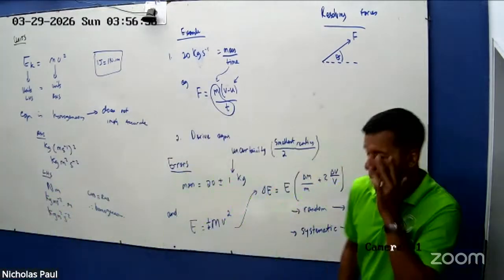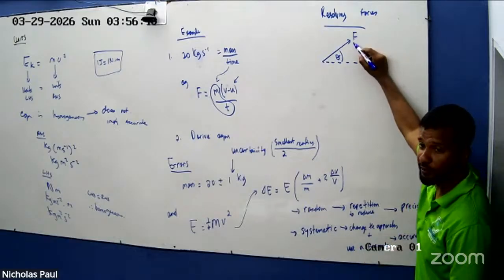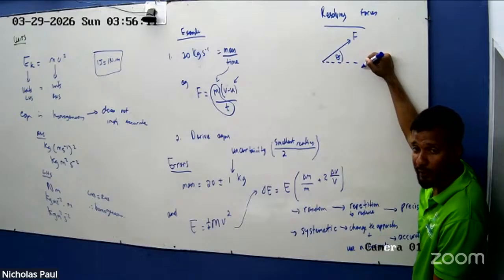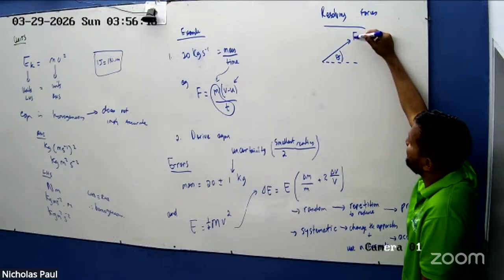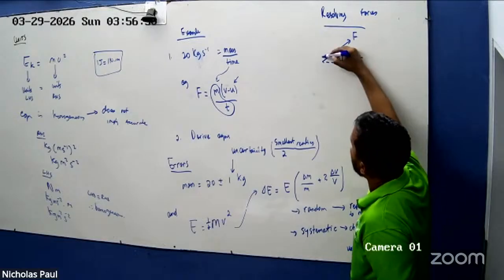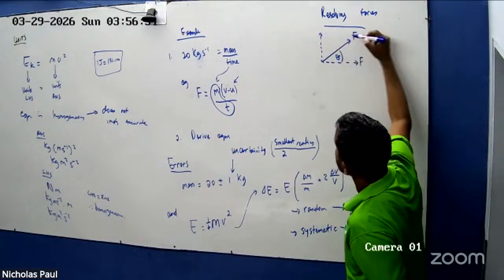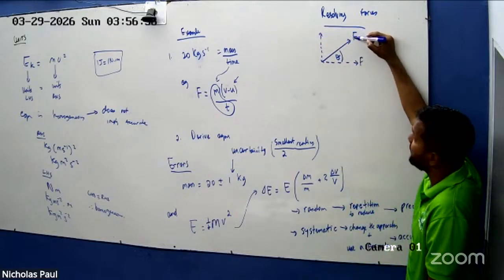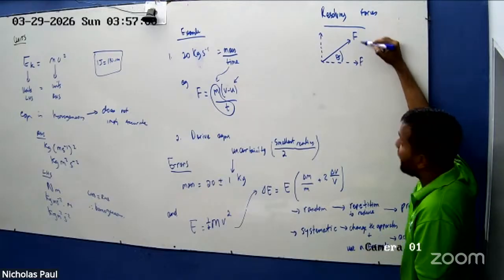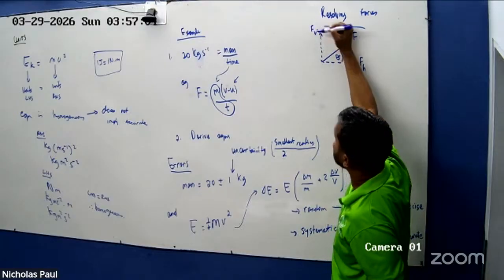So resolving forces. We know that once we have a force acting at an angle to the horizontal, it has two components, because this force is causing the object to move to the right and to move upwards. So it means that F has two components, a horizontal component and a vertical component.